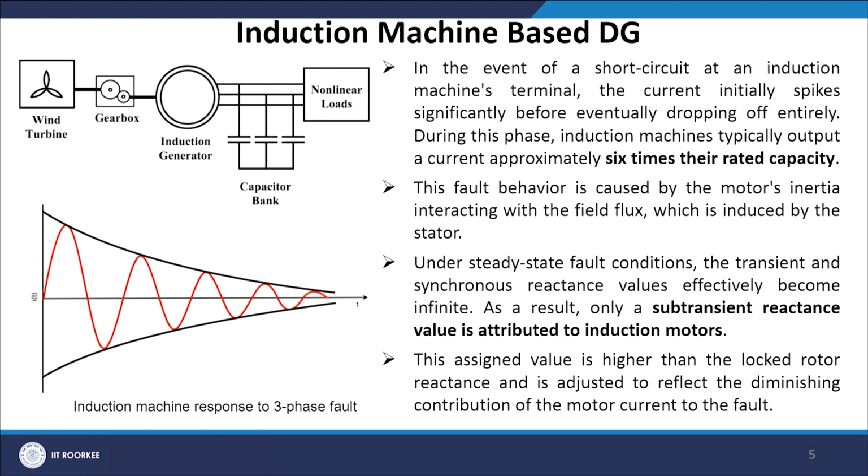Under steady state fault conditions, the transient and synchronous reactances values effectively become infinite. As a result, only a subtransient reactance value is attributed to induction machines. This assigned value is higher than the locked rotor reactance and is adjusted to reflect the diminishing contribution of the motor current to the fault.